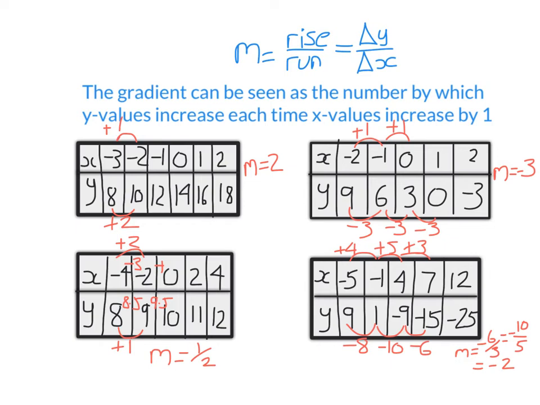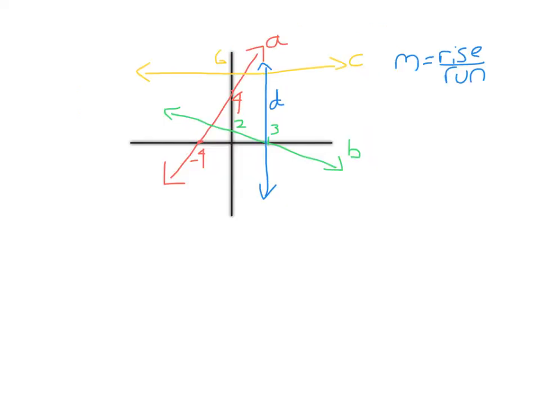This definition becomes a lot more useful when we're looking at the graph of a line. So let's look at a few of those examples. So here on the Cartesian plane, we have 4 different graphs labeled A to D. We're going to calculate the gradient of each using the formula m equals rise over run. So remember, rise is the change in y, how far we go up, and the run is the change in x, how far we go across.